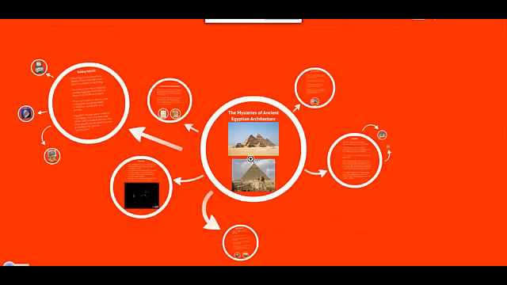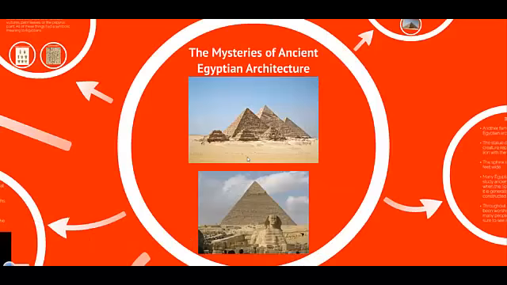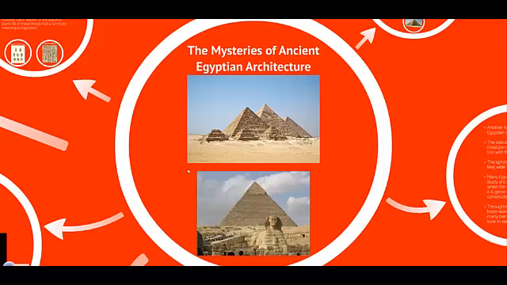Hello boys and girls. Today we're going to talk about the mysteries of ancient Egyptian architecture. As you can see in front of you, there's a picture of the pyramids and the Sphinx, two famous examples of Egyptian architecture. So, let's begin.